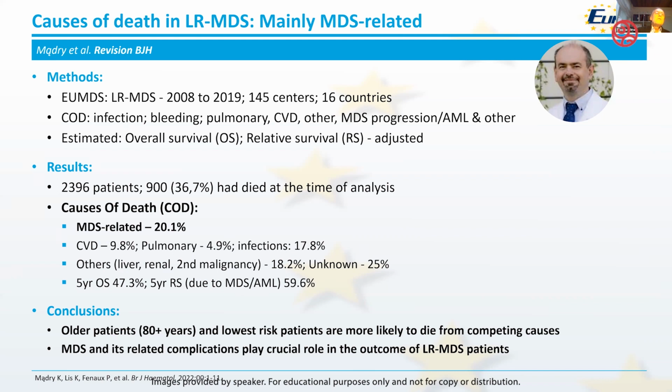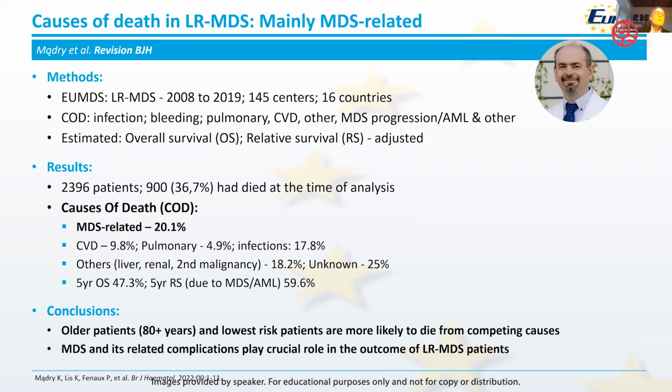So this is just a study on almost 3,000 low-risk patients nowadays. You see the MDS-related causes of death is 20% in this group of patients. Cardiovascular disease, infections, and other comorbidities are altogether providing around 40% of the cases, but 25% we do not know the causes of death in our patients.